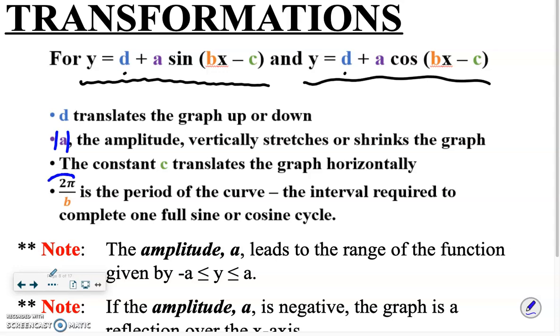So again, this is the first thing that I would encourage you to highlight: 2 pi over B, that's the period. Now, understand what the period means. That's the interval required to complete one full sine or cosine cycle. So when you start at 0 and go all the way around to 2 pi, you get back to where you started, that represents one period. What if we started at 0 and went around to 4 pi? That means we went around once, then around again, that'd be 2 periods. If we went around 3 times, from 0 to 6 pi, that'd be 3 periods. Hopefully we're understanding how this works.